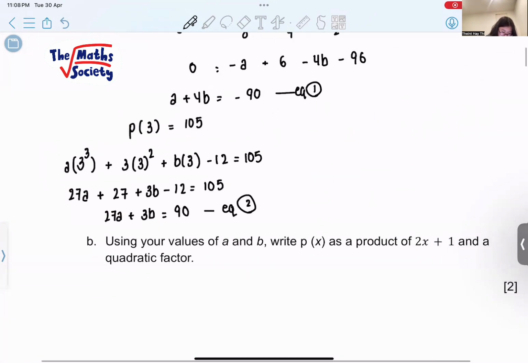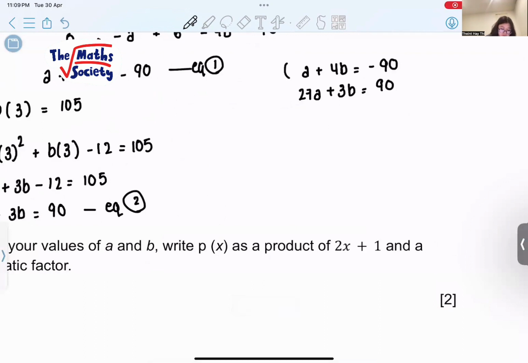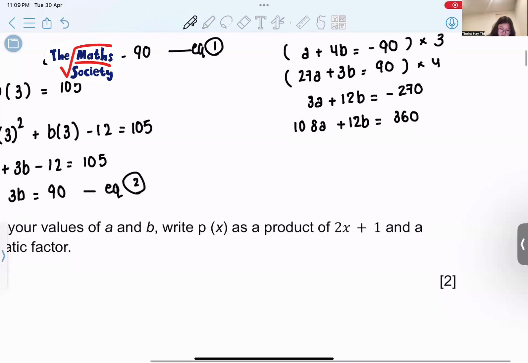So let's put it here first. It's going to be a plus 4b equals minus 90, which is your equation 1, and 27a plus 3b equals 0. We need to make sure that they have the same numbers to cancel them out. So we'll multiply this by 3 and this by 4, to have 3a plus 12b equals minus 270, and 108a plus 12b equals 0. Because it is plus plus, we need to change it into the negative.